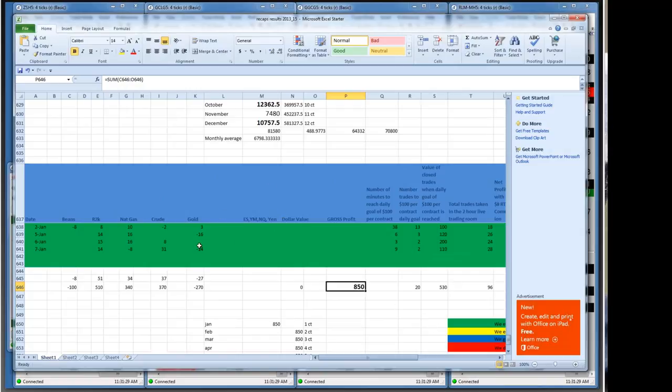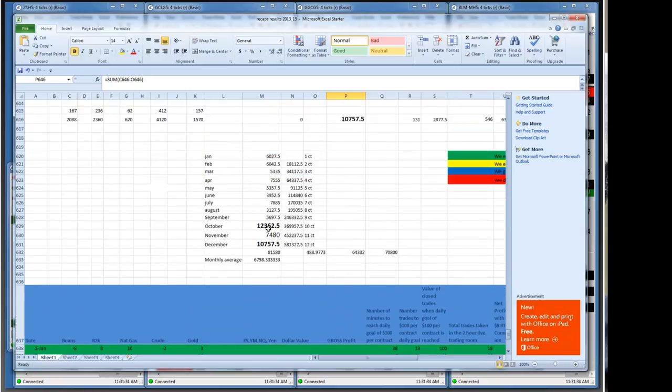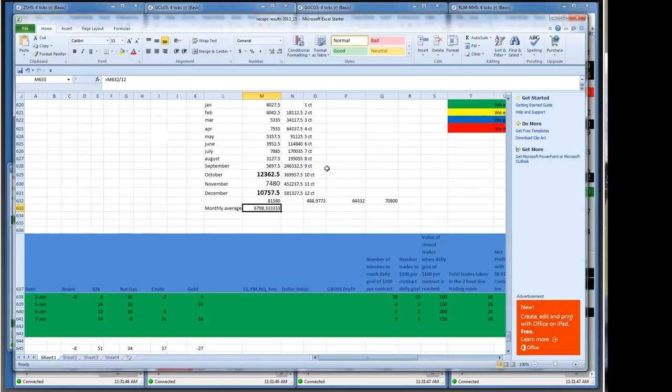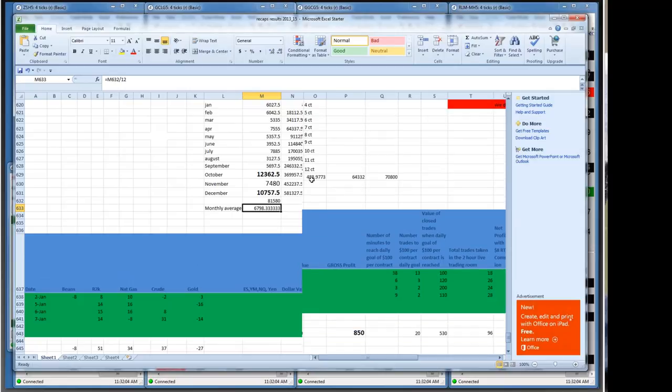That's where we stand on the day, on the month, and on the year. All right, $850. Last year we ended with $81,580 in the live trading room. Last month, $10,757, and all that good stuff. Our monthly average last year was $6,798. That's awesome, I think. Okay, 632. Yeah, it's way better than the year before. The year before was something.